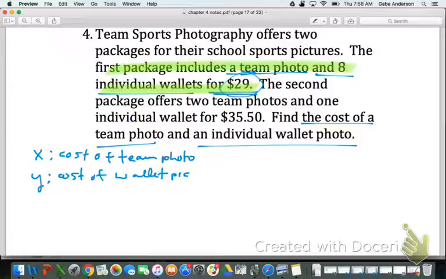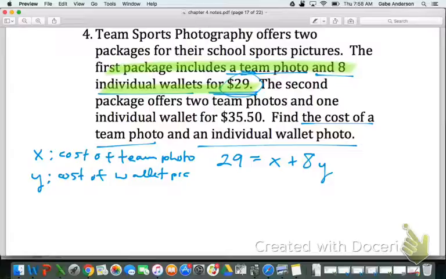What do you think, Christiane? I did 29 equals x plus 8y. Okay, so 29 is obviously the total cost, right?